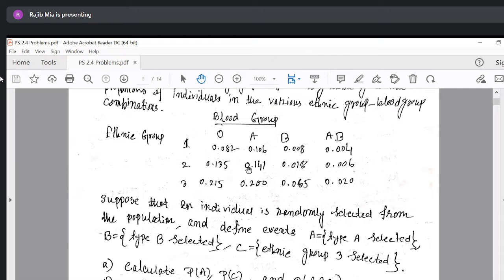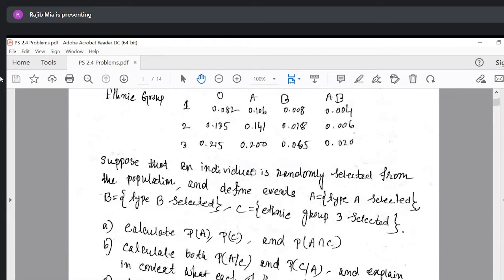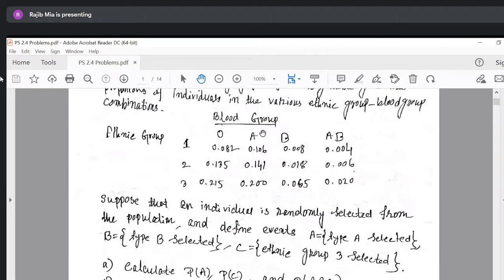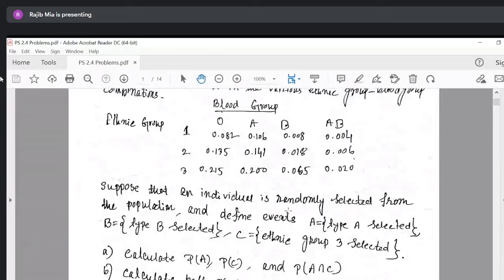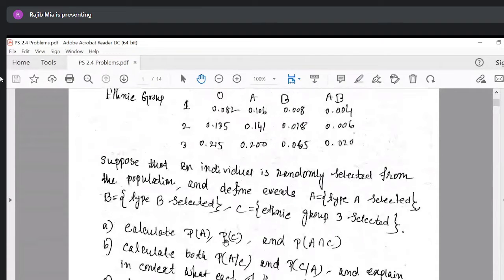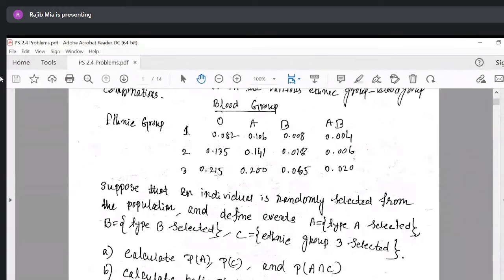So the probability of A equals the sum of all these values in the second column, that is the A column: 0.106 plus 0.141 plus 0.200, that is 0.447. Okay. Similarly, probability of C. Probability of C is the event that ethnic group 3 is selected.